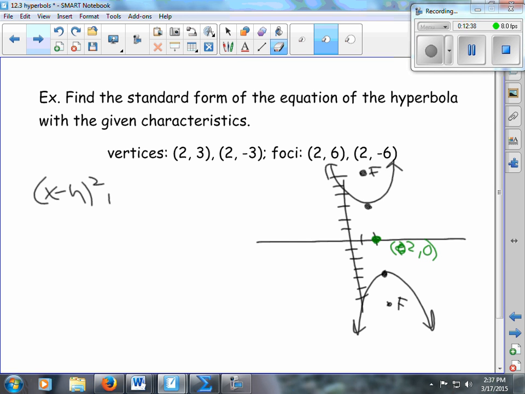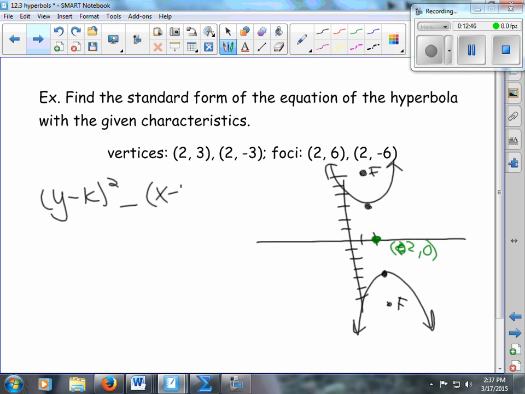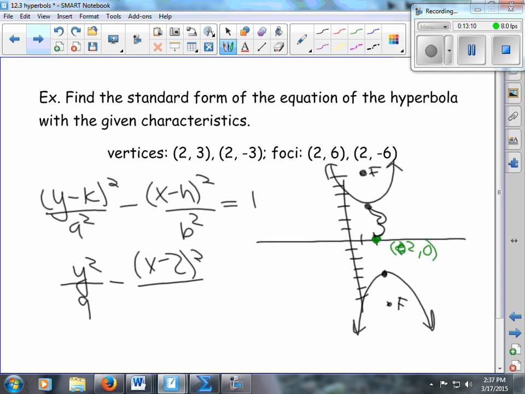Okay. So then in my standard form, well, in this one, y is opening up. We're opening vertically, so the y comes first. Y minus k squared minus x minus h squared. And again, I don't worry about which one's a or which one's b. So my y coordinate of the center is 0, so I have y squared over, and I can see that my y radius is 3. So y squared over 9 minus x minus 2 squared over, now I don't know what b squared is, equals 1.